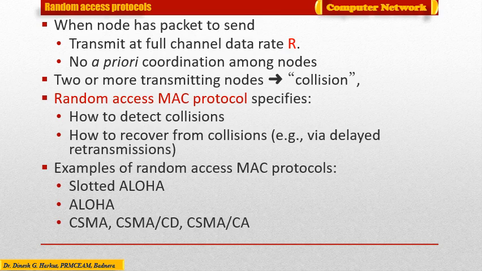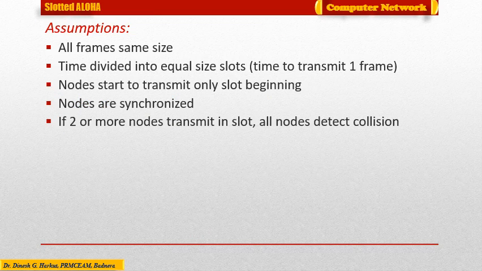There are dozens of random access protocols available. The most commonly used are the ALOHA protocol and the carrier sense multiple access protocols with various versions. Slotted ALOHA is one of the simplest random access protocols. Here in our discussion based on slotted ALOHA, we will assume that all frames consist of exactly the same number of bits, that is L bits.